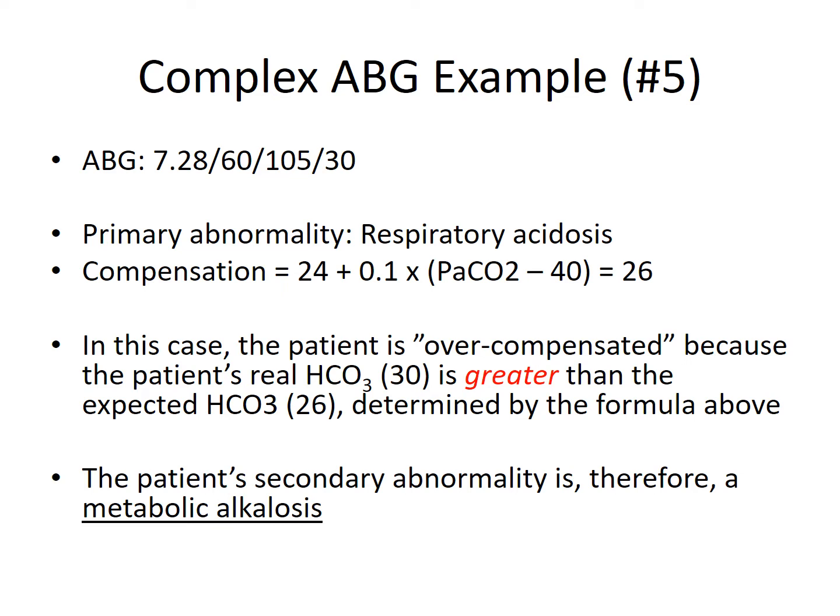The bicarb is not just increased from 24 to 26, but it has increased even more than that to 30. The patient, therefore, also has a metabolic alkalosis. The full interpretation of this ABG, then, would be a respiratory acidosis with a concomitant metabolic alkalosis.